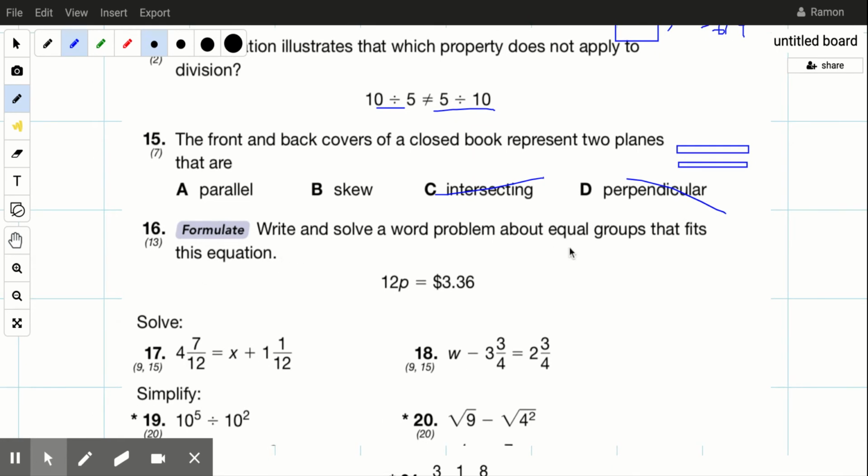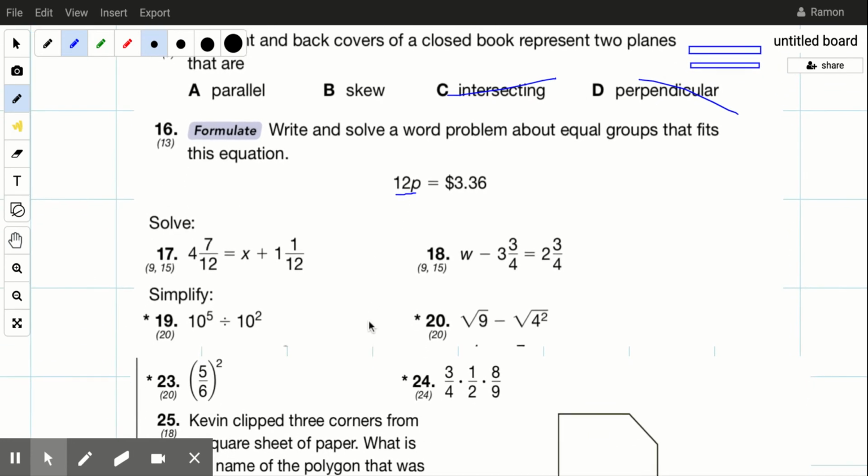16, write and solve a word problem about equal groups that fits these equations. So 12 of something, each of them a certain price. You'd pay a total of $3.36. So you're buying 12 cookies, you're selling 12 movie tickets, you buy 12 packs of baseball cards that has 12 cards in it. However you want to make it.